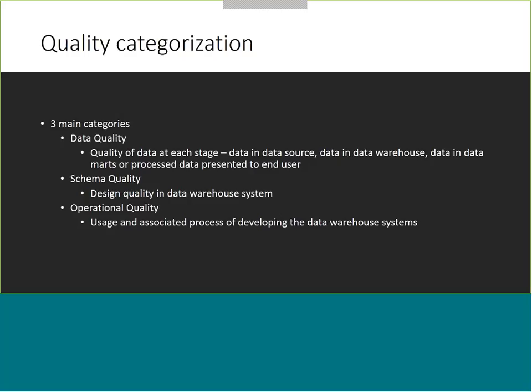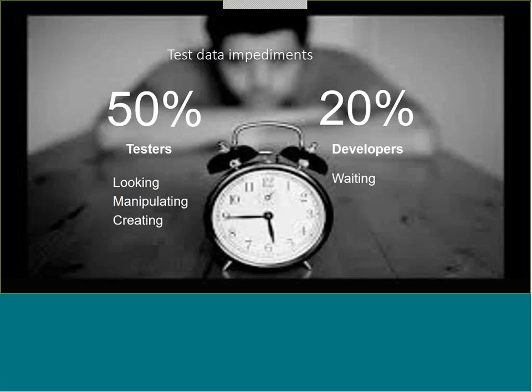Data quality, schema quality, operation quality. This is again 50% testers looking at, manipulating, and creating data. 20% of developers are waiting for data. If you have a dependency on another team, and we've seen this in action for a bank migration in Holland, where they had to do an entire bank migration in about 3 to 4 months. There were 4 stages of the migration, and teams B, C, and D were waiting for A; team C was waiting for teams A and B; D was waiting for A, B, and C.